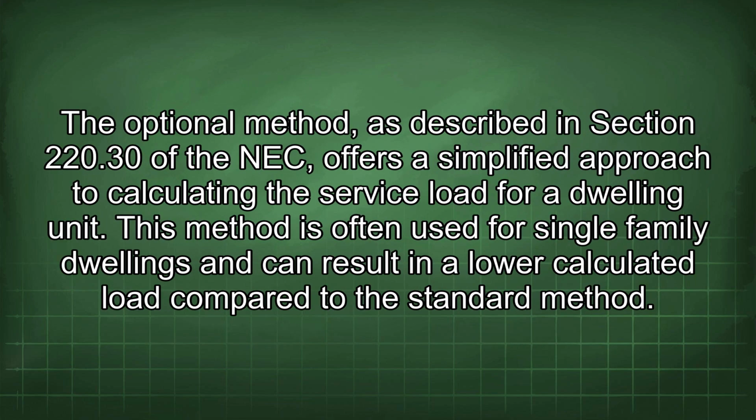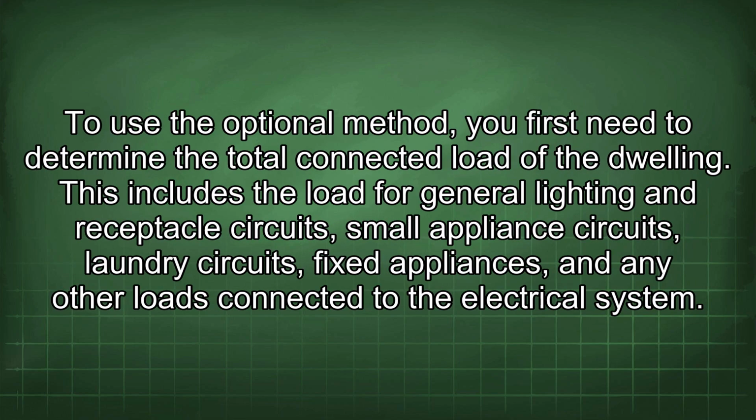The optional method, as described in Section 220.30 of the NEC, offers a simplified approach to calculating the service load for a dwelling unit. This method is often used for single-family dwellings and can result in a lower calculated load compared to the standard method. To use the optional method, you first need to determine the total connected load of the dwelling. This includes the load for general lighting and receptacle circuits, small appliance circuits, laundry circuits, fixed appliances, and any other loads connected to the electrical system.